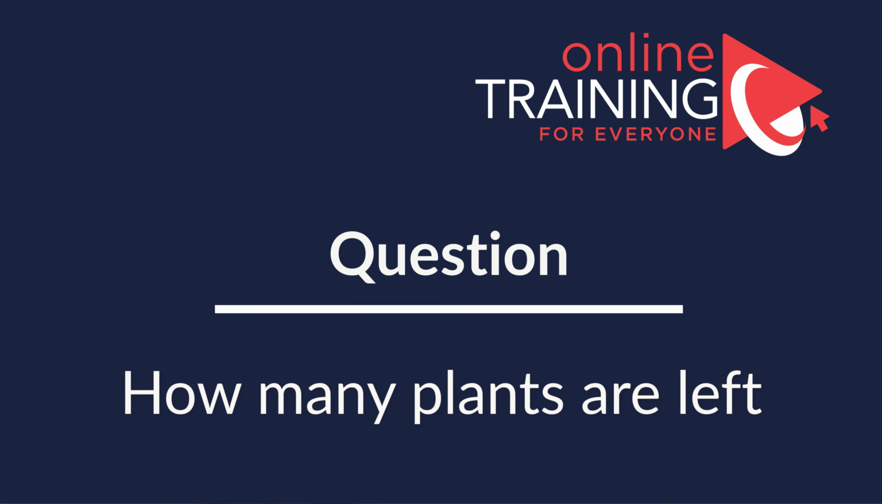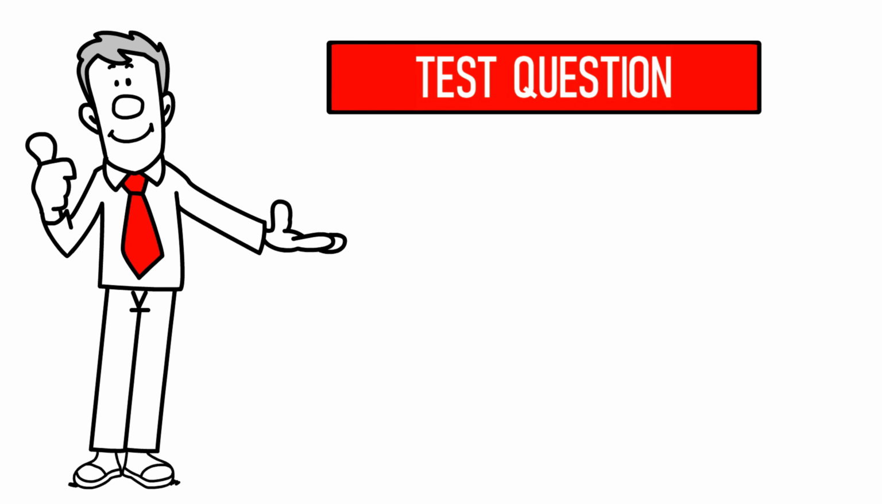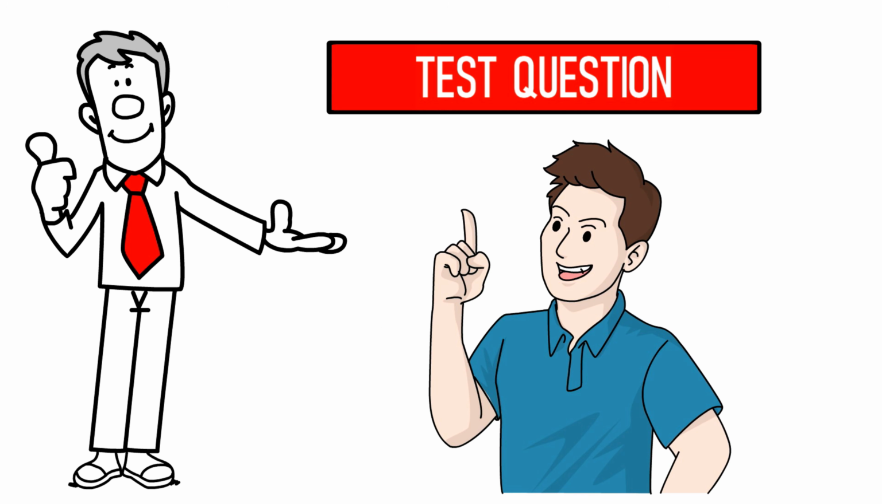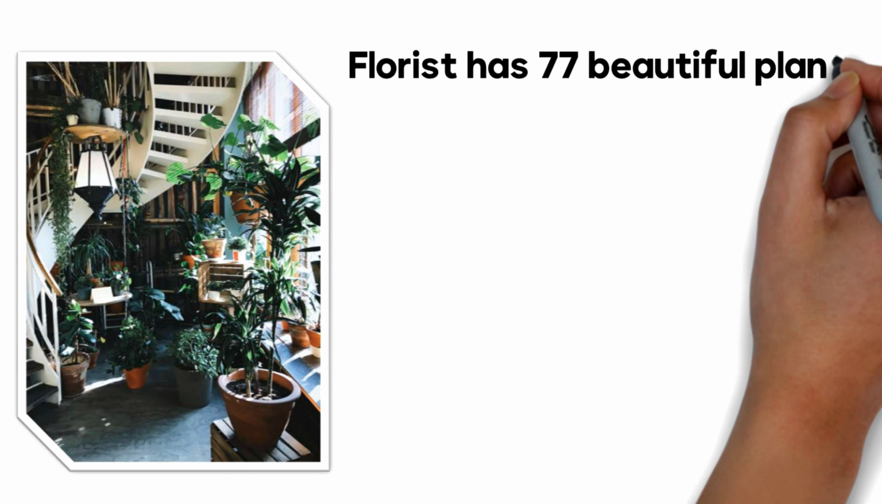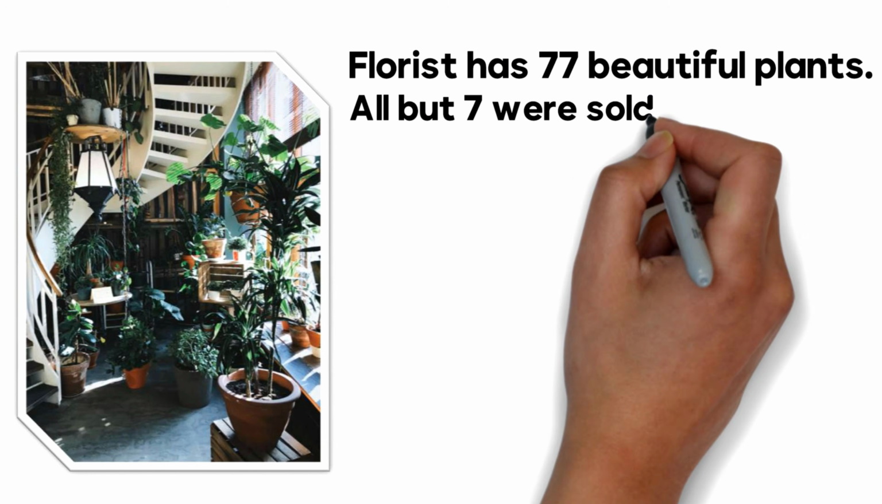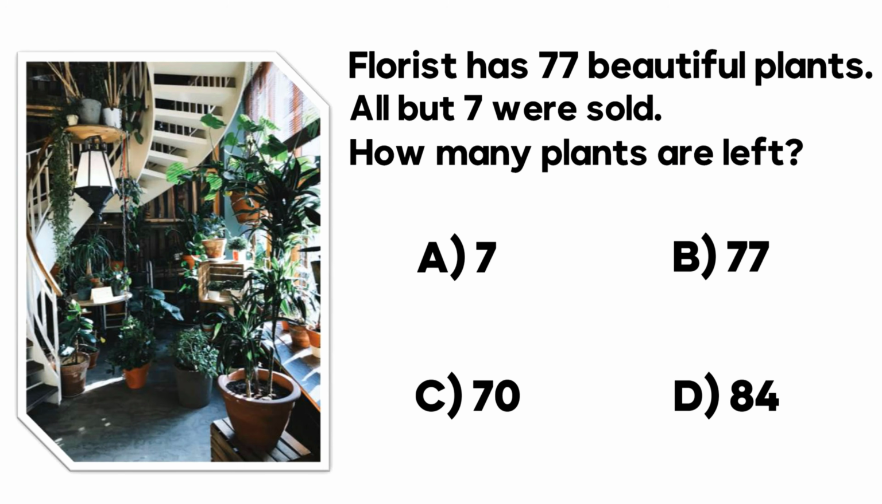I am very excited to present you with a simple but at the same time very tricky question which tests your math skills as well as attention to detail. A florist has 77 beautiful plants. All but 7 were sold. How many plants are left? You have 4 different choices. Choice A, 7. Choice B, 77. Choice C, 70. And choice D, 84.